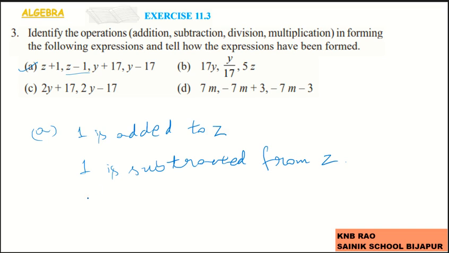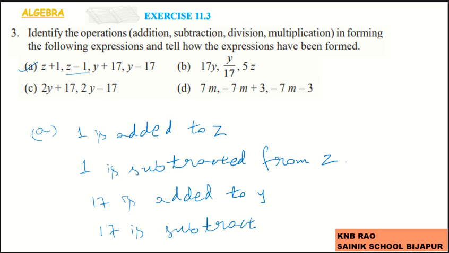Now 17 is added to y. Next, 17 is subtracted from y. This is another. In such a way you have to explain. Okay, I'll take one more example, that is C. B and D you do on your own.